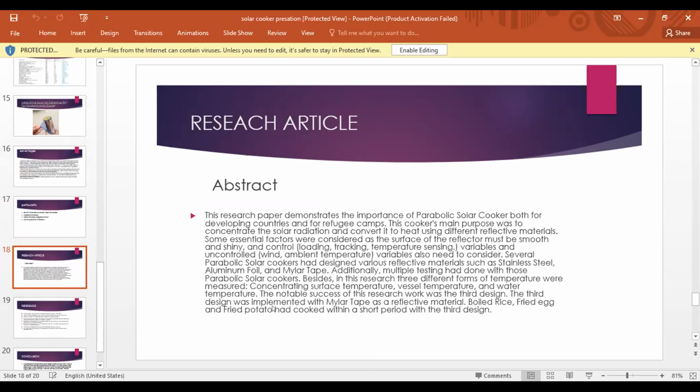About this research, we based it upon the parabolic solar cooker because our goal is to do our project on a parabolic solar cooker. This research paper demonstrates the importance of the parabolic solar cooker, both for developing countries and for refugee camps. It will be easy for both developing countries and even those people who can't afford gas, like poor people, all those refugees who live in camps.